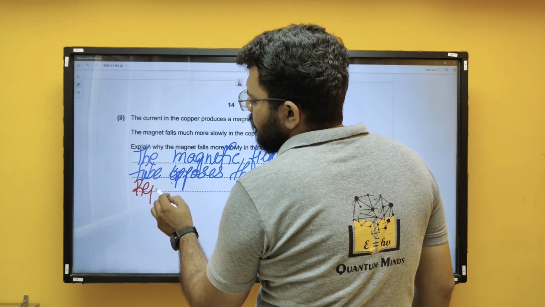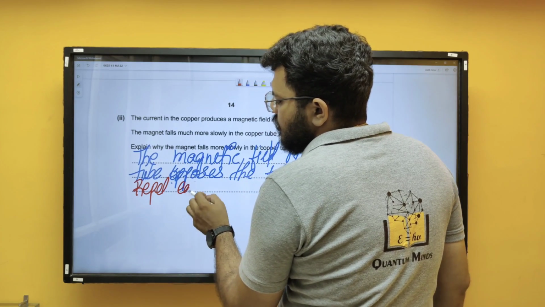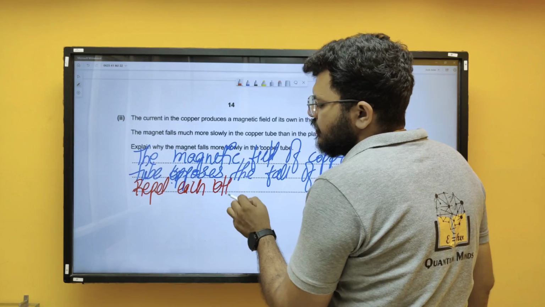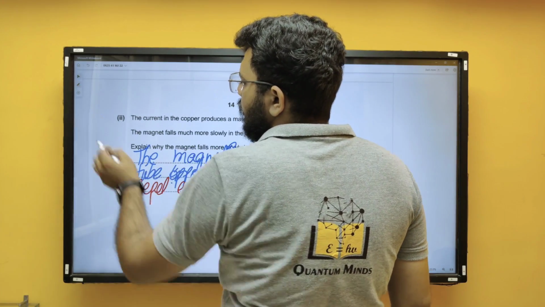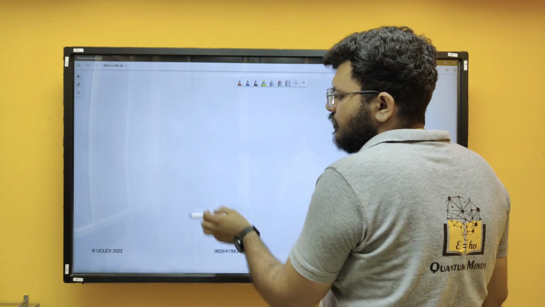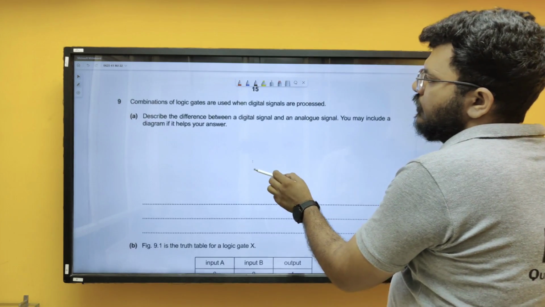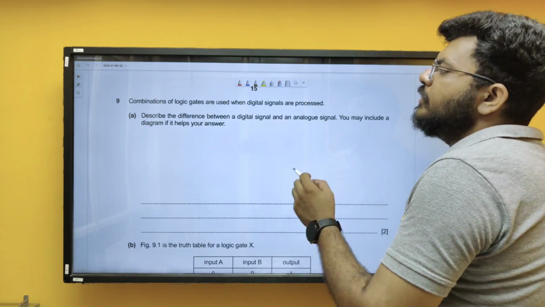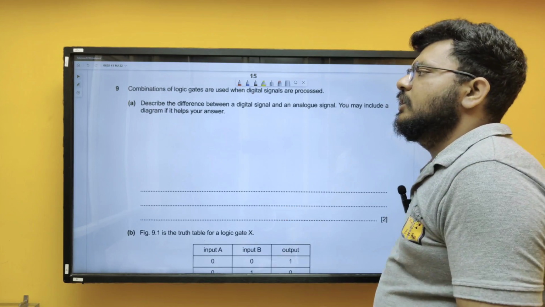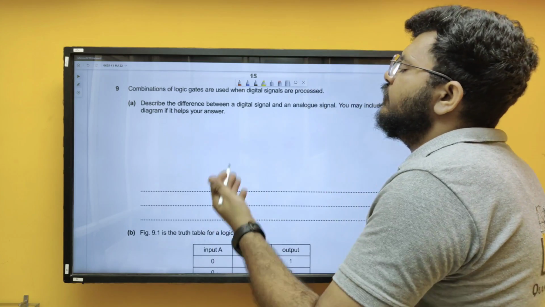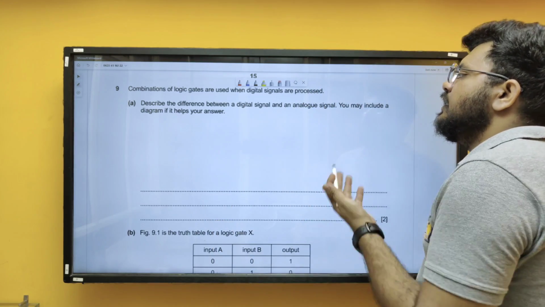So I'll write repel each other. Okay, let's just mention that, repel each other. Then let's see what's next. We have question number 9. Combinations of logic gates are used when digital signals are processed. Describe the difference between a digital signal and an analog signal.